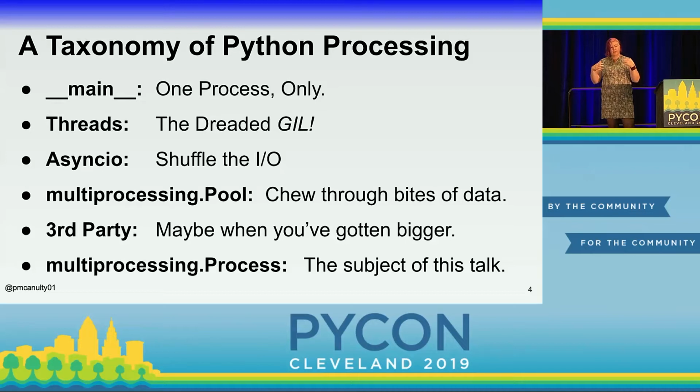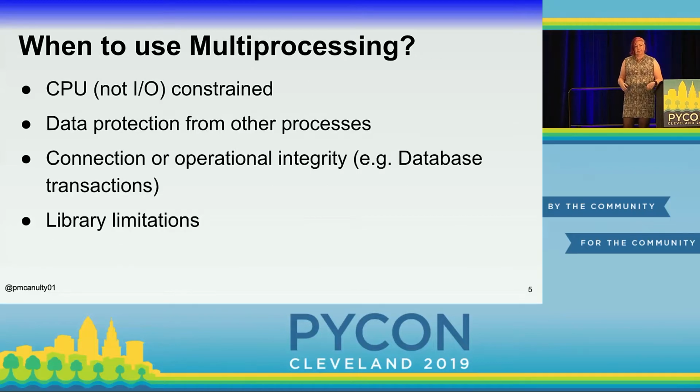And then if you've gotten bigger, you can use third-party tools. You can move to a queuing system like Redis, or ZeroMQ, or something built under Kubernetes. There are a lot of tools that you can use to scale up in different ways. But what I'm going to talk about is the things that you need to do if you want to use the multiprocessing Process function or class.